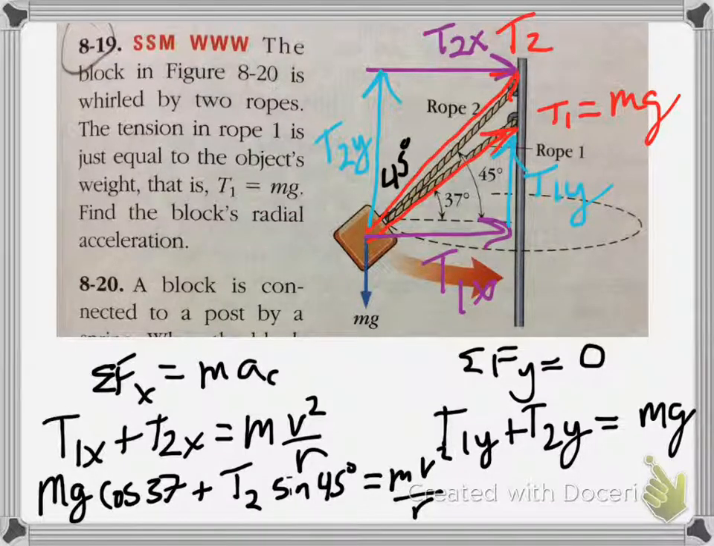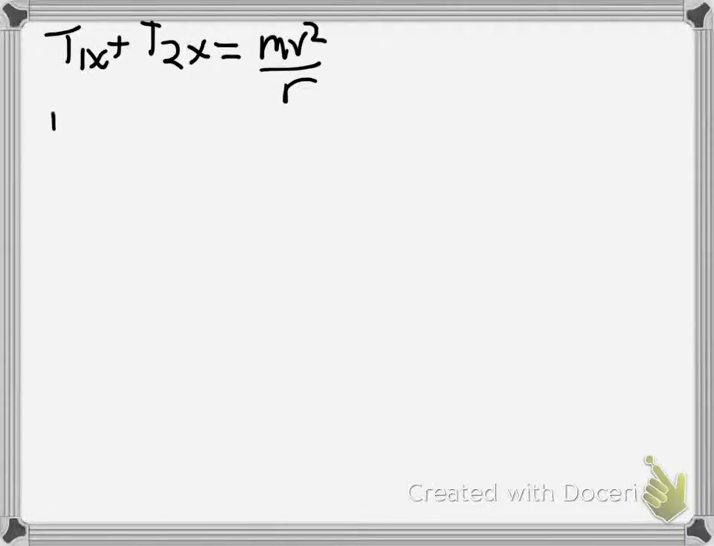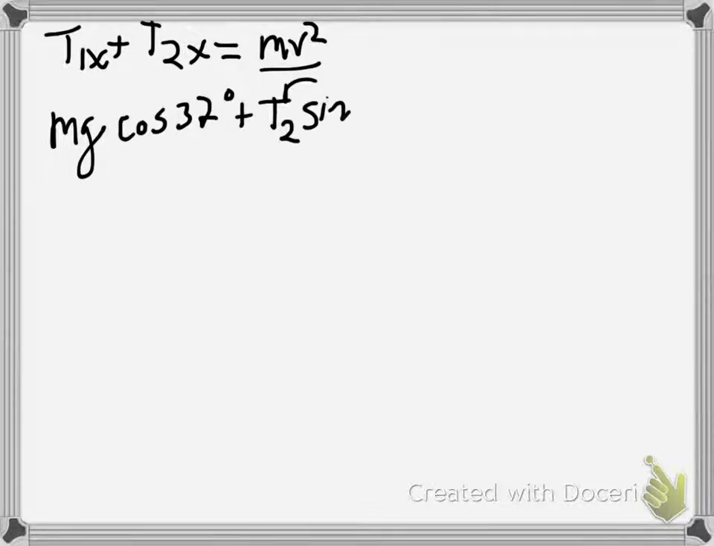All right, and then the other one, okay, I'm running out of room, so I need to figure out how to make it up. There we go. So let me go ahead and write that again. We had T1x plus T2x equals mv squared over r. And we said that T1x was mg cosine 37, and that T2x was T2 sine 45. And that equals mv squared over r.